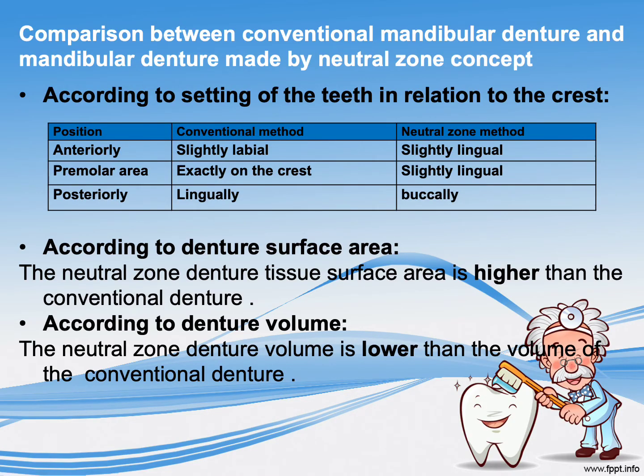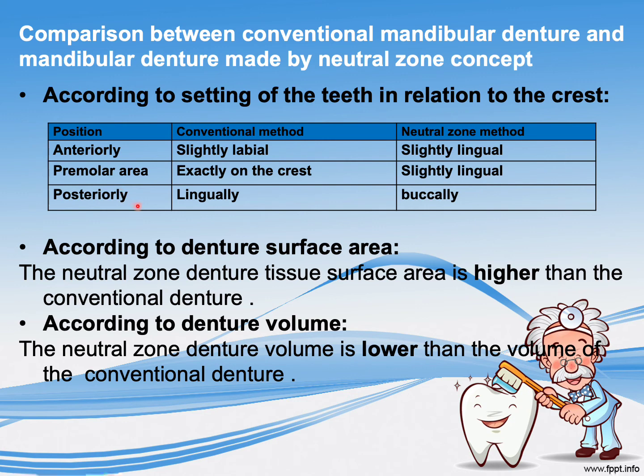Comparison between conventional mandibular denture and mandibular denture made by neutral zone concept. According to the setting of the teeth in relation to the crest, anteriorly in the conventional denture slightly labial, while in the neutral zone slightly lingual. Premolar area in the conventional method exactly on the crest of the ridge, while in the neutral zone method slightly lingual.